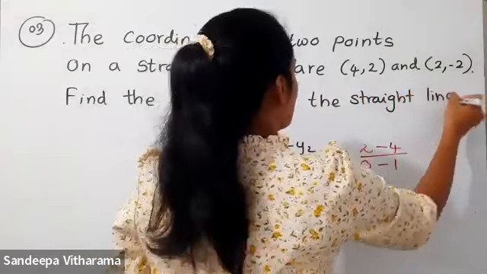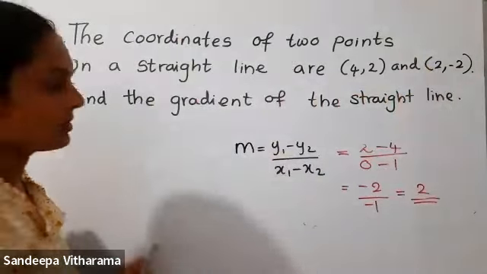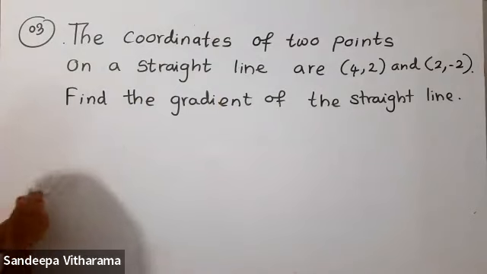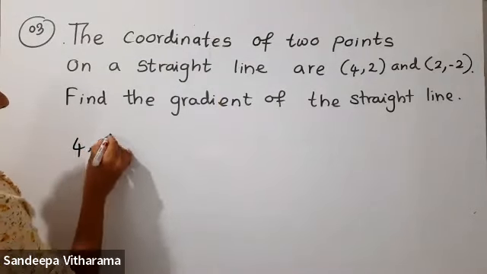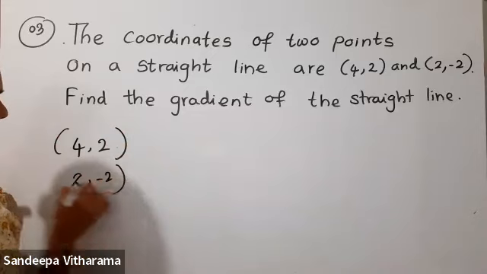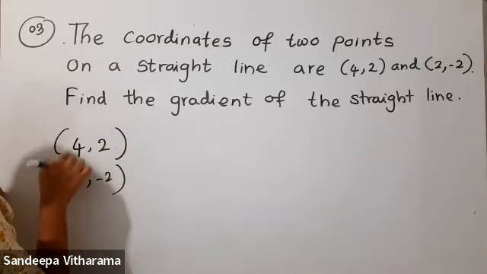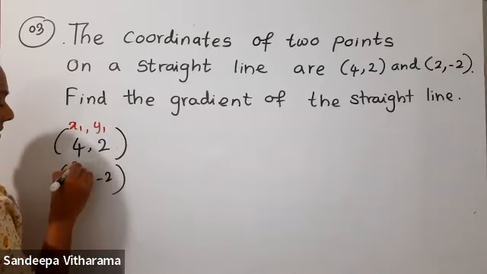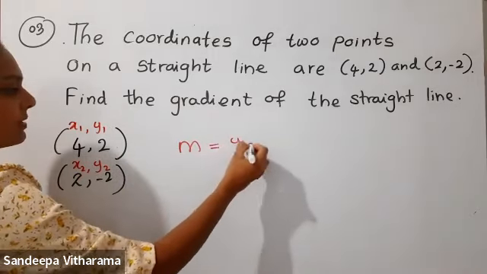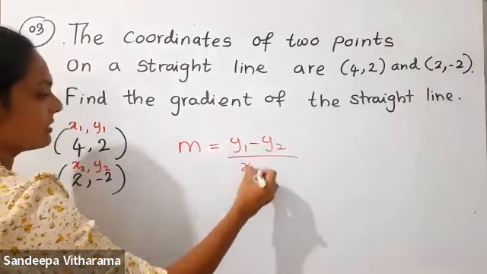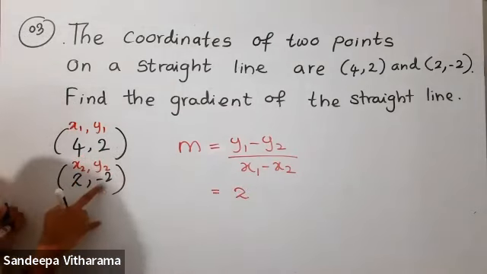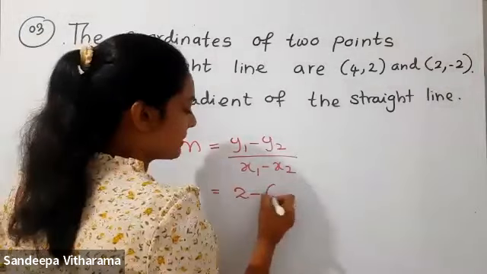Now the same procedure you have to follow, because here also they have given the coordinates of 2 points. So you can just write down the coordinates and subtract. Here x1, this is y1, this is x2, this is y2. So gradient m equals y1 subtract y2, divide by x1 subtract x2. y1 is 2, y2 is negative 2, so subtract negative 2.